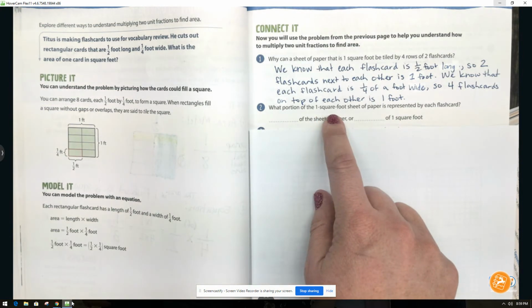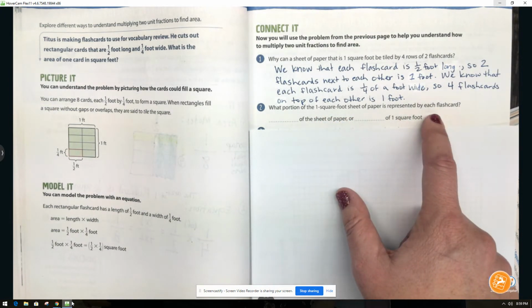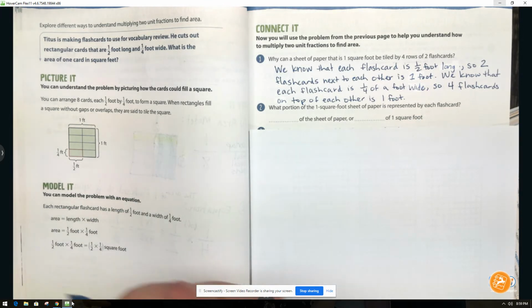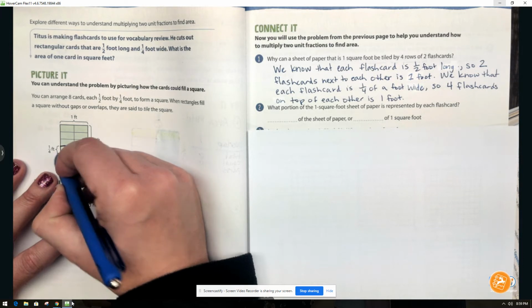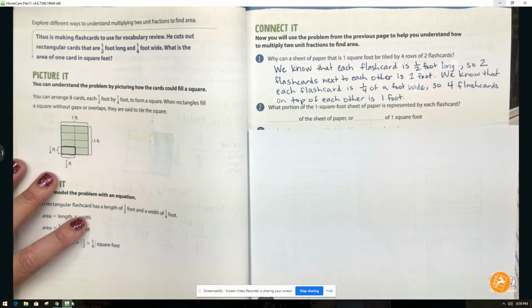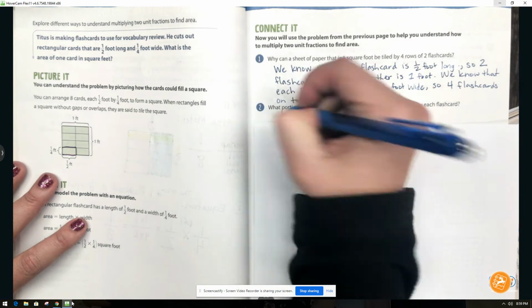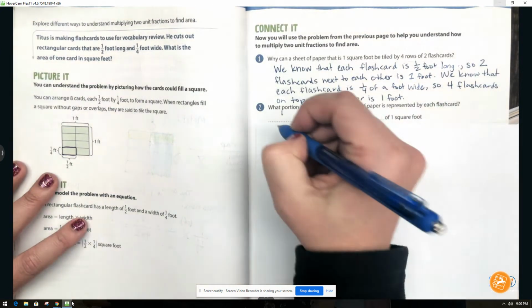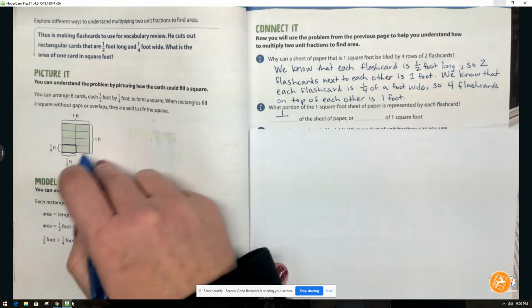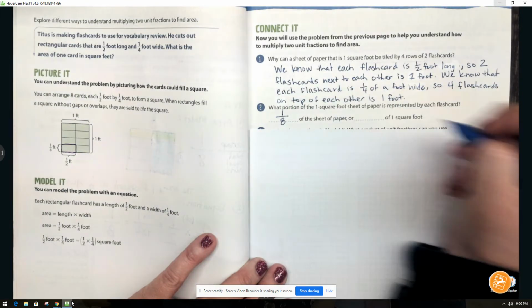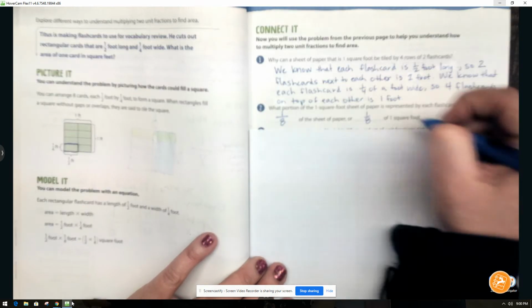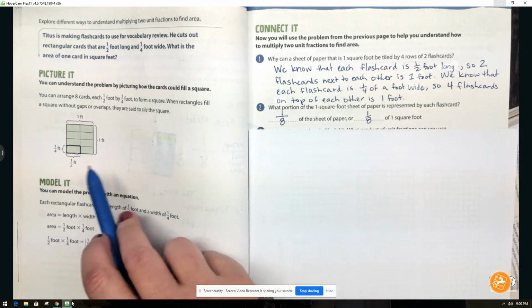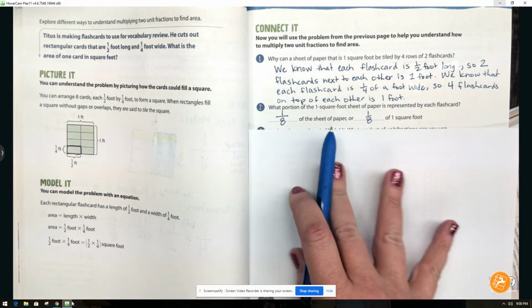What portion of 1 square foot sheet of paper is represented by each flashcard? So if we're just looking at this section here, what section is that of the whole? We know the numerator is going to be 1 because we're only looking at one section. And the denominator is how many sections there are all together, which is 8. So 1/8 of the sheet of paper, or 1/8 of 1 square foot. So one section of this is 1/8.